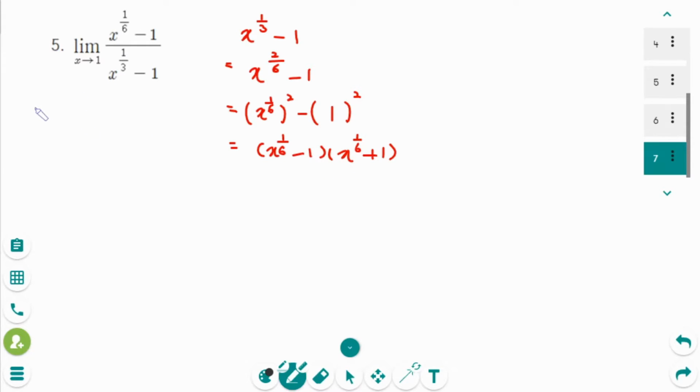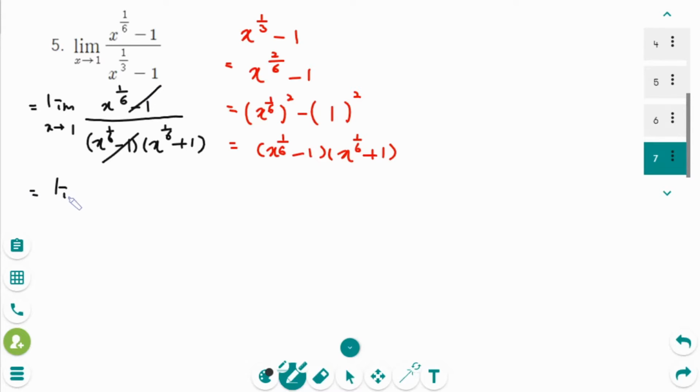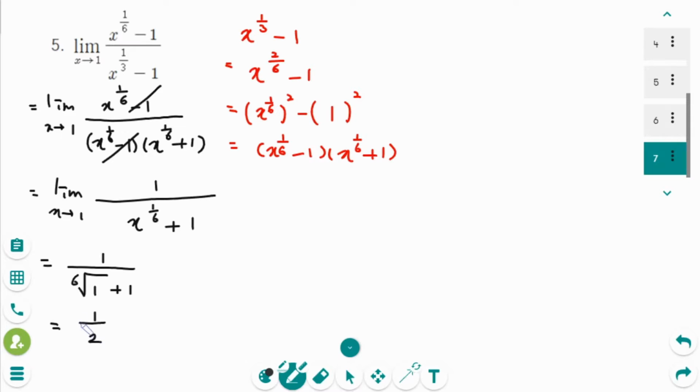So this is the limit of x to the power of 1 over 6 minus 1 over the denominator, like this, and cancel the common factor. Simplify. And then put 1 into x. Actually, this one is like this, which is 1. So 1 over 2. That is the answer.